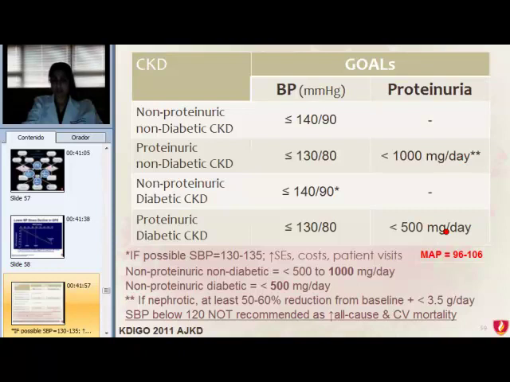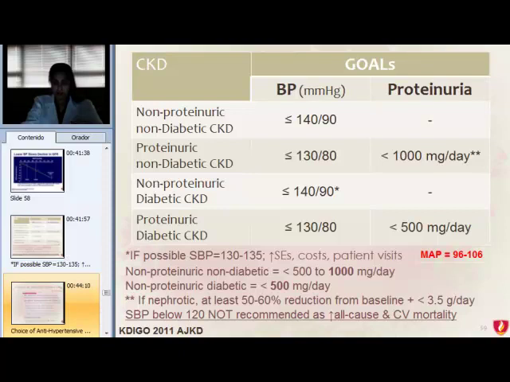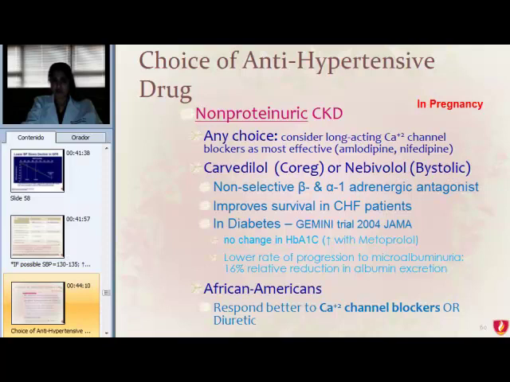Proteinuria is also very important. In patients with non-diabetic chronic kidney disease, the proteinuria preferably should be maintained at less than a gram a day. In patients with diabetic kidney disease, it should be less than half a gram a day. Now, this may be very difficult in patients who have nephrotic range proteinuria. So in those patients, the goal should be a 50 to 60% reduction from baseline and preferably less than 3.5 grams a day. So reduction in both blood pressure and proteinuria is needed to slow progression of renal disease.